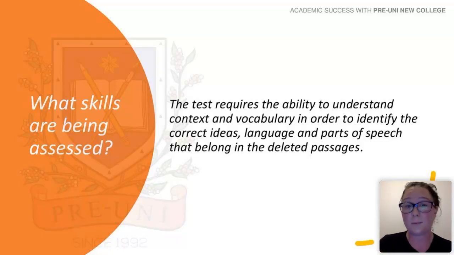The other thing is vocabulary. So the students that succeed, or I suppose find the test easiest, are those that have a broad vocabulary.